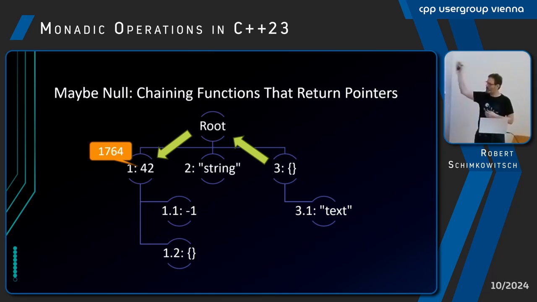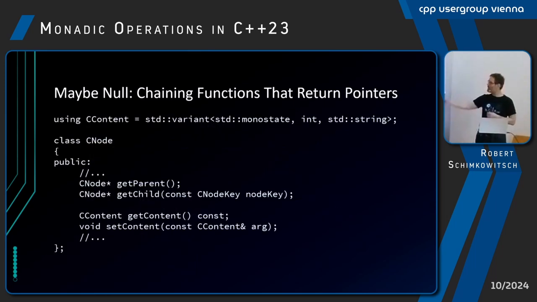Of course, on the way, we could have some invalid pointers. And this is my primitive implementation of the node. On top, I use std variant for the content, so it can be either empty, int, or string. Then I have an interface to get a parent and to get a child by key. I also have an interface to get and set the content. And of course, we would need something to set the parent, add a child, or something like that. Assume it's there, we don't need it for this example.